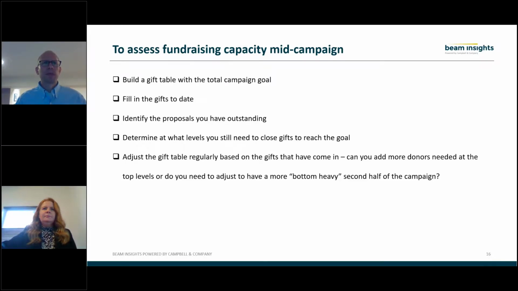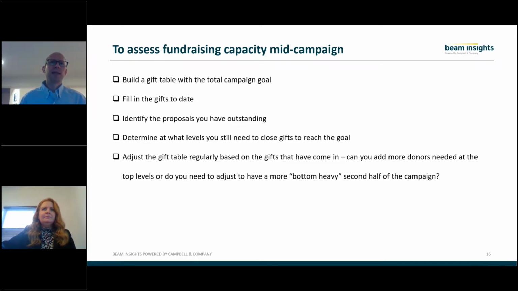Some of the steps here might be somewhat obvious, but build a table with the overall campaign goal, and hopefully you've already got that in place. Fill in those gifts to date, where you have been successful, making sure to remove those individuals who have already given at whatever is a major gift level to your organization from the prospect column into that donor column. We're proponents of second asks, but certainly only where appropriate.